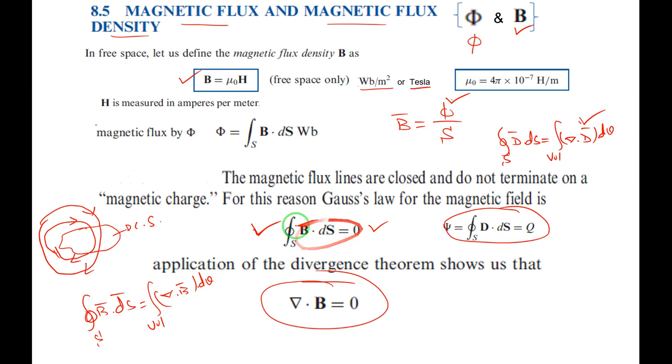But in the closed surface it is 0. So hence I can say del dot B vector is 0. I hope you understood this.